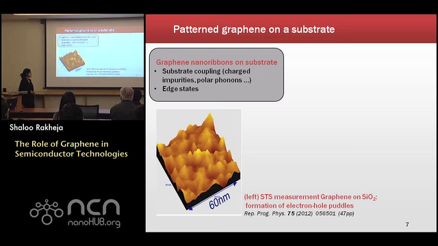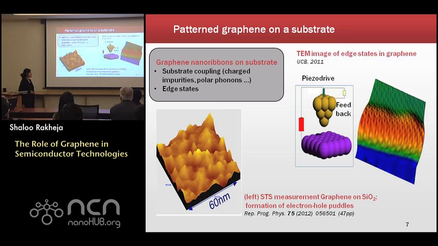Here is an STS measurement of graphene on SiO2, and you can see that it's very rough, and there is formation of electron-hole puddles that also causes smearing of the Dirac point. And the top picture is a TEM image of edge states in graphene, which was done by UC Berkeley in 2011, and edge states have different energy states and they lead to a lot of degradation in mobility. So in our models for electron mobility, we have incorporated all of those realistic effects, but instead of getting into complex mathematical equations, I'll try to present the final results and tell you some of the implications that it can have for interconnects.